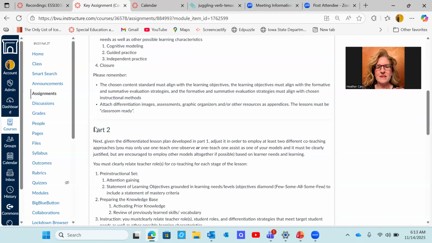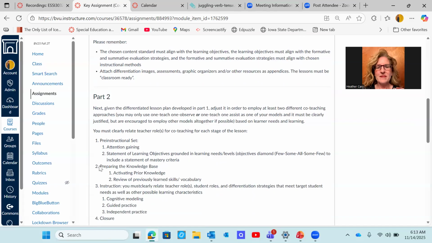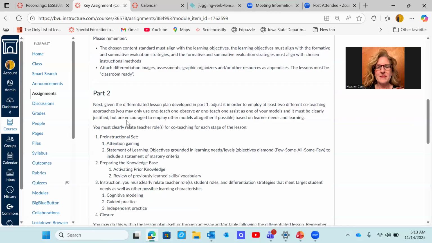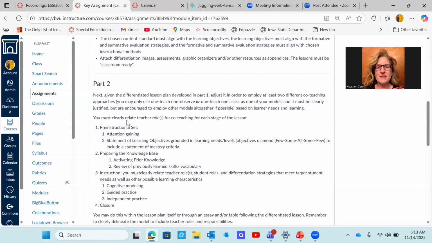You don't need another lesson, but I would just make this a part of it. Take that lesson that you just wrote and add two co-teaching approaches to it, co-teaching strategies. You could only use one teach, one observe, or one teach, one assist to it, and that must be clearly justified.